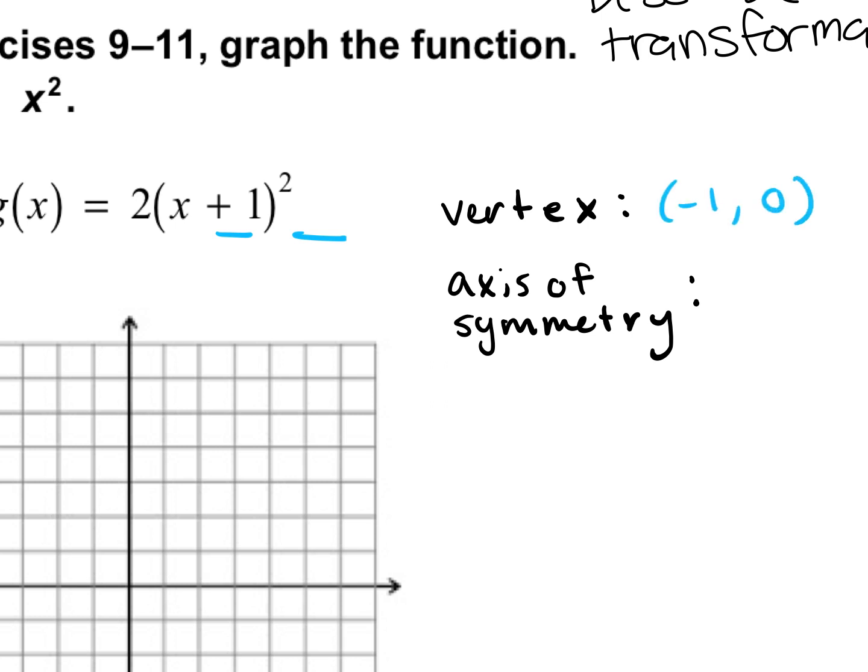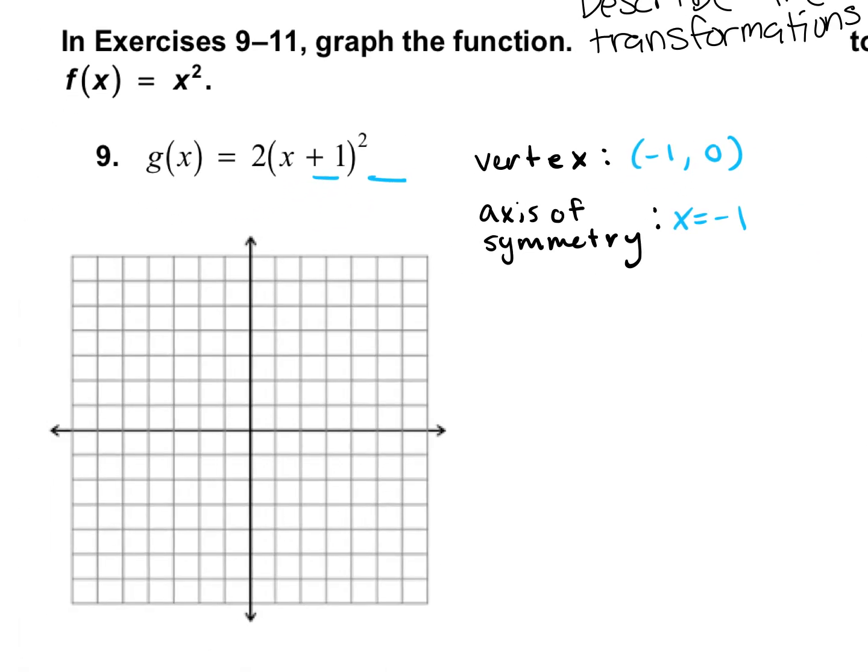-1, comma 0. And then what's our axis of symmetry? X equals -1. So when we graph that, we're going to go to the left to -1 and stay at 0. Our axis of symmetry goes right through it. It's a dotted line that goes right through the middle. And then how do we know what the rest of our graph is going to look like? What do we need to do?